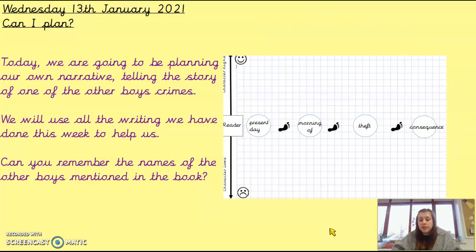So the first thing you need to do is choose which one of those characters you're going to write from their viewpoint, okay? Their nicknames might give you a clue to something linked to their crime, or they might be completely random. But remember, we're making it up because we just don't know anything about them yet.